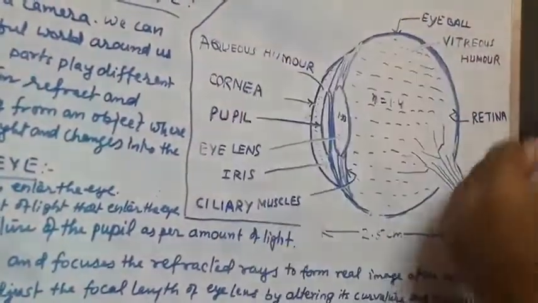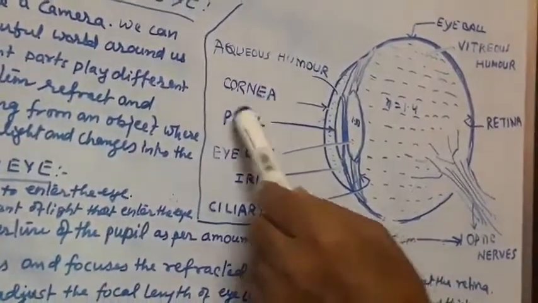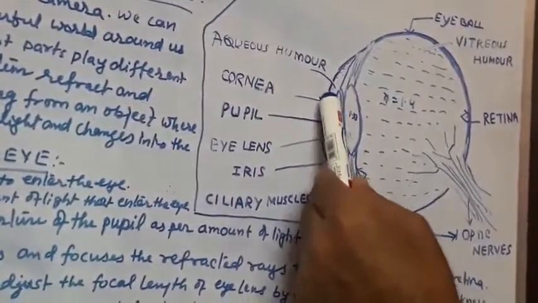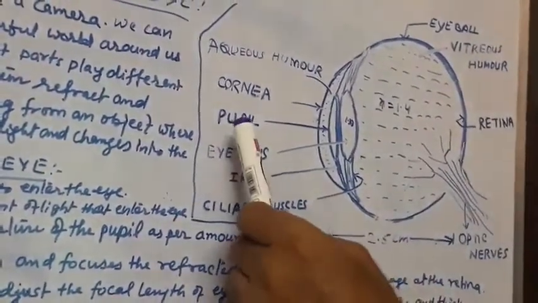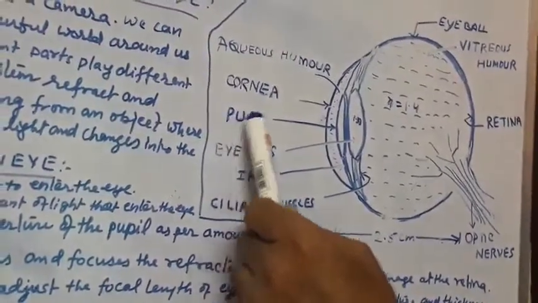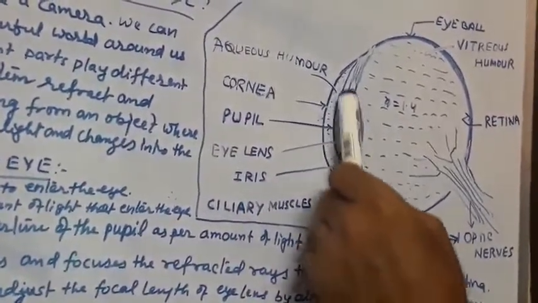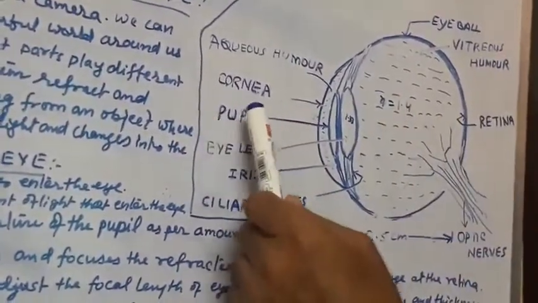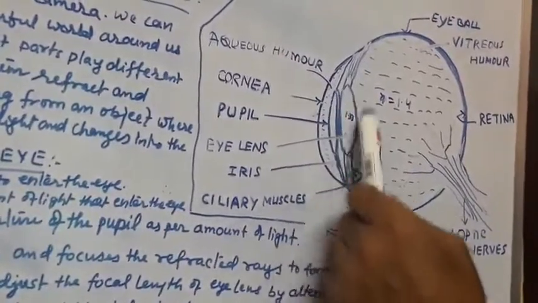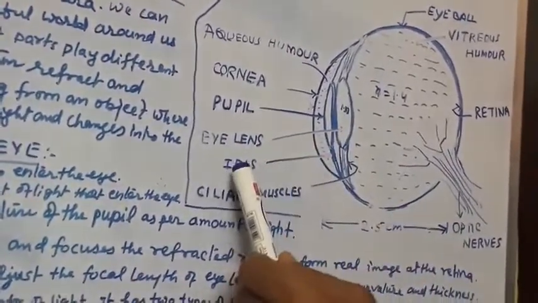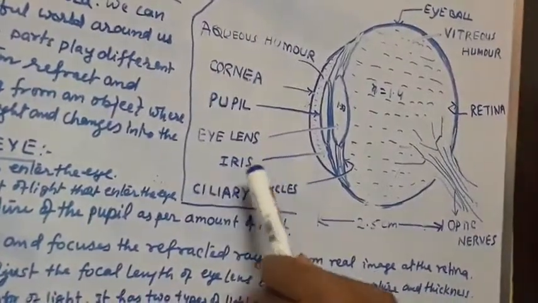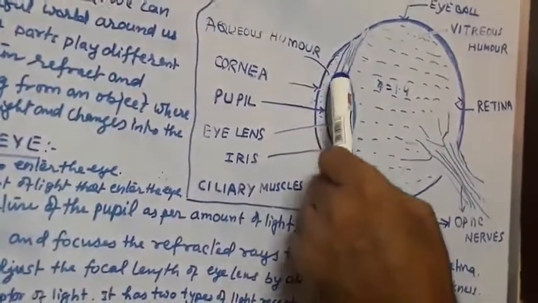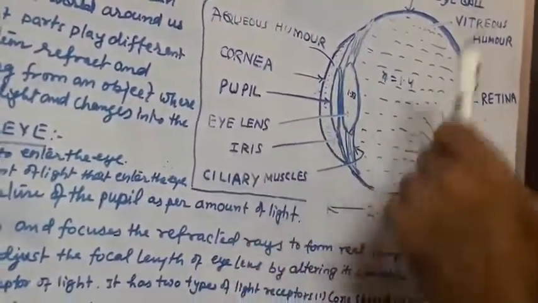Now it has the different parts. The front opening part is called the cornea. It is transparent. It allows the light to enter the eye. The second part is the pupil. The pupil is the small aperture through which light enters the eye. The size of the pupil can be increased or decreased with the help of the iris. So the iris is the adjustable part of the eye through which the amount of light can be controlled.